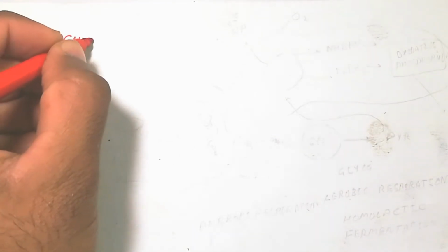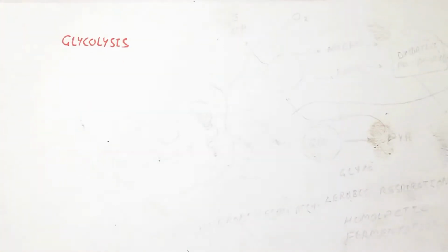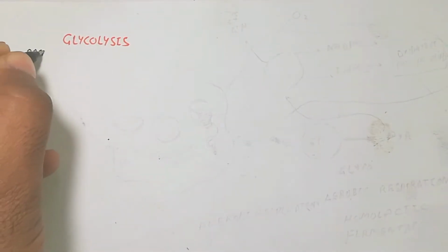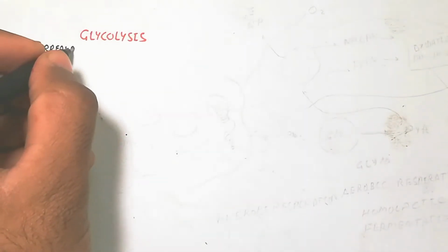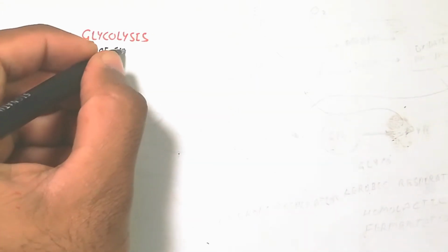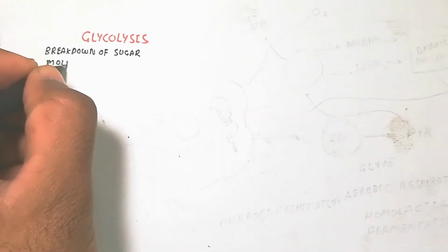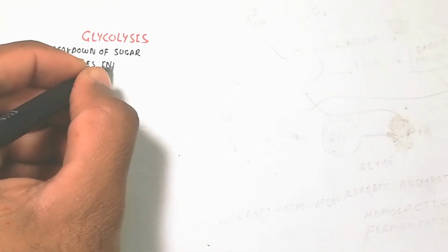Hello, in this video we will talk about glycolysis. What is the process of glycolysis? Glycolysis is basically the breakdown of a sugar molecule into pyruvate. Two molecules of pyruvate will be produced, and that step we will discuss in detail.